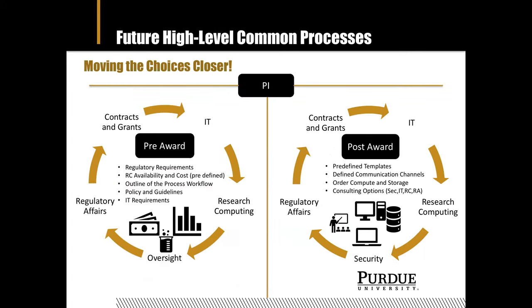So at a high level, it will look something like this. The PI, all they have to know is that they're working with somebody in the pre-award phase and the post-award phase, and all of us in the background will have all the connections in place from building these relationships to work between IT, research computing, the regulatory affairs, and so on. So this will help us with a lot of different things. We can build, at the post-award phase, predefined templates for data security plans, define communication channels, and consulting options from security, research computing, and research administration, all operating out of the same playbook.